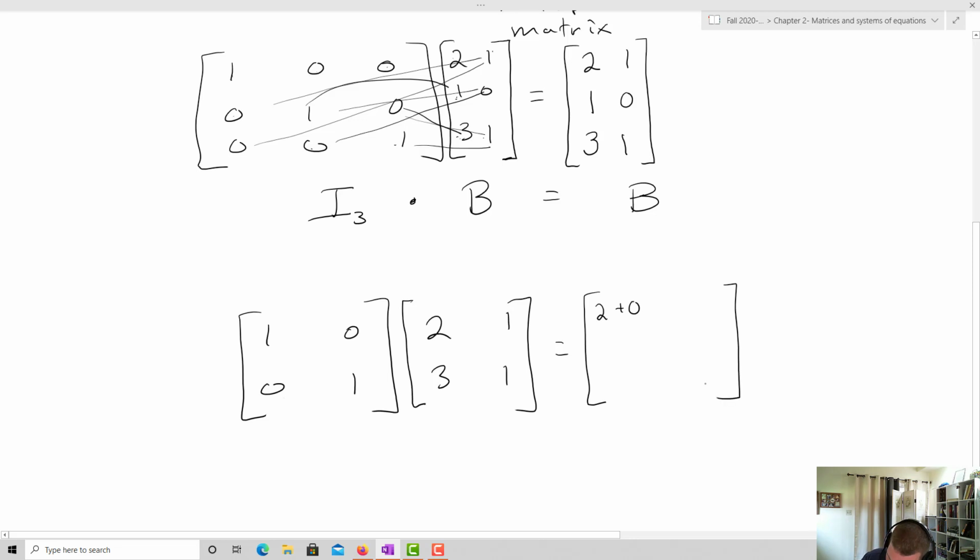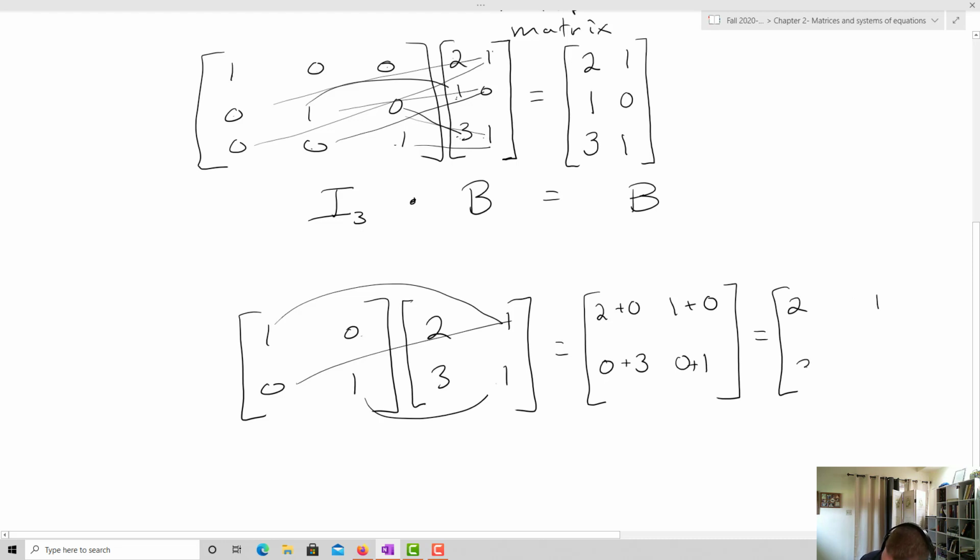Okay, first element. Then we'll go 1 times 1 is 1, 0 times 1 is 0, so 1 plus 0. Again, then we'll have 0 times 2, right? 0 plus 1 times 3 is 3. And then we'll have 0 times 1, right, is 0, plus this 1 times 1 is 1. So that's now going to give me 1. And so what I get here is 2, 1, 3, 1. And that's the idea behind the identity.